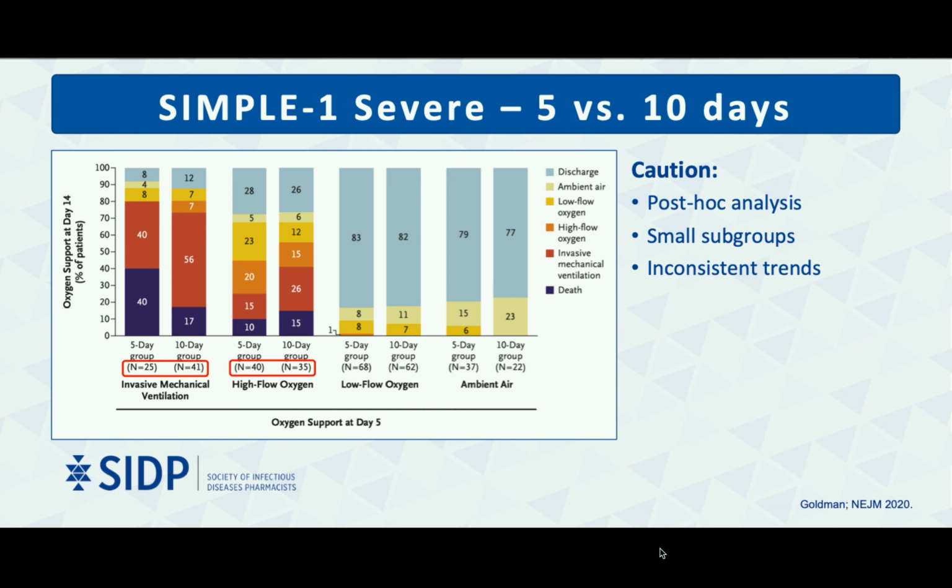This analysis must be considered with several caveats, including that it was a post hoc analysis, with small subgroups of an already relatively small sample size. Also, there were inconsistent trends across groups, and I would caution readers against relying heavily on these data to inform allocation and treatment decisions.